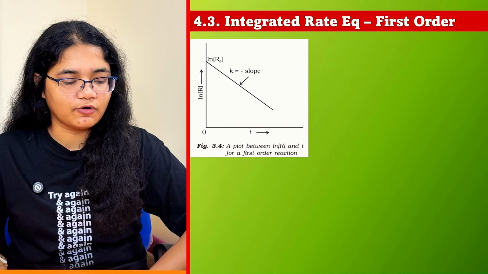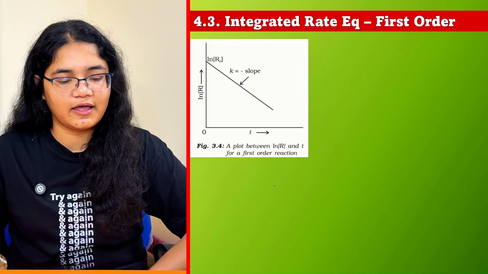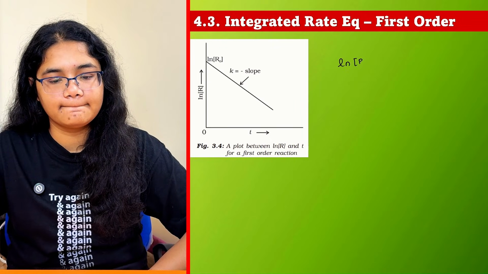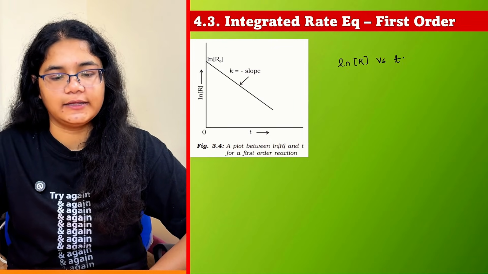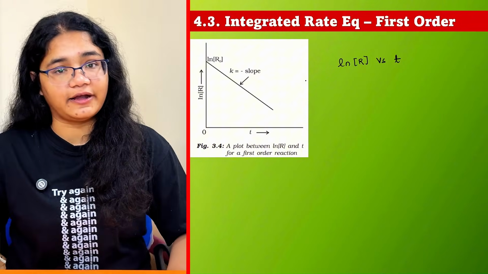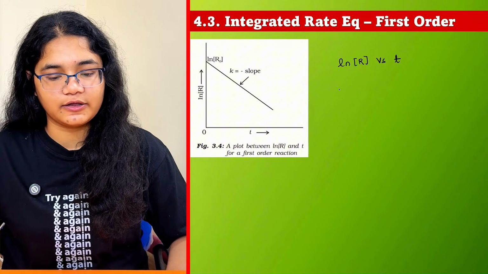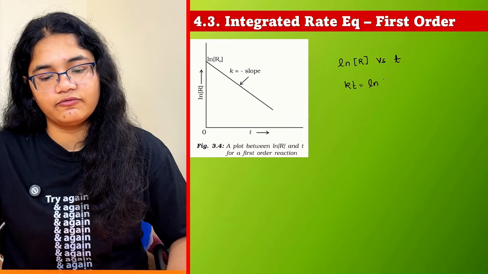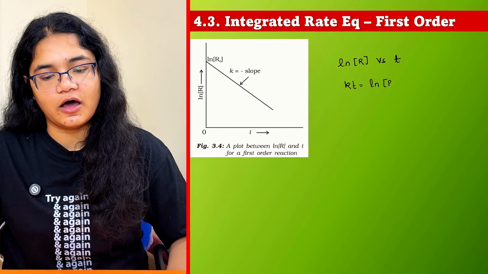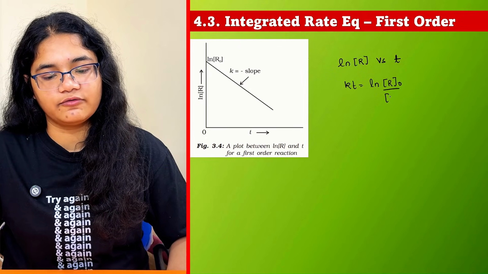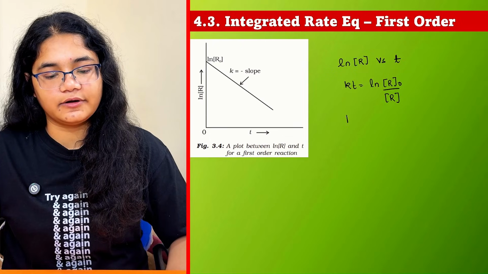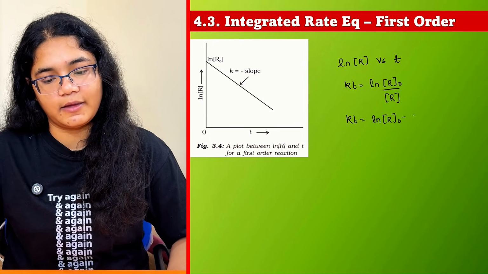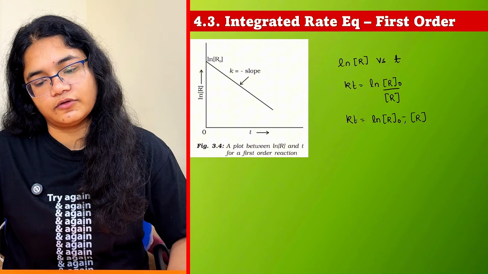Okay. So first of all, the graph is for ln R versus t. Okay, now I have told you already how to find out the graph. So let us first write our equation. What is our equation? kt is equal to ln of R0 by R. This is the value of kt, right? This can be written as kt is equal to ln R0 minus ln R.